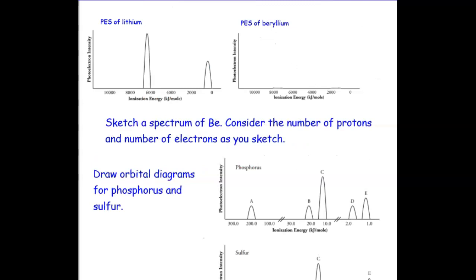Now pause the video and sketch a PES of beryllium. The lithium PES is here for reference. Take a look at my diagram. Each peak is the same height because there's 2 electrons in each orbital. The ionization energy is higher for beryllium's electrons compared with lithium's electrons. This is because the nuclear charge is bigger when there are 4 protons.